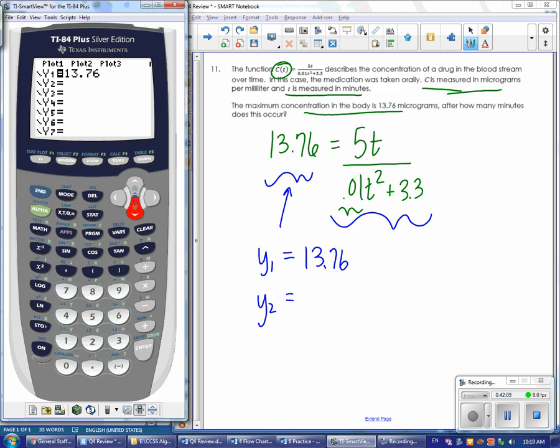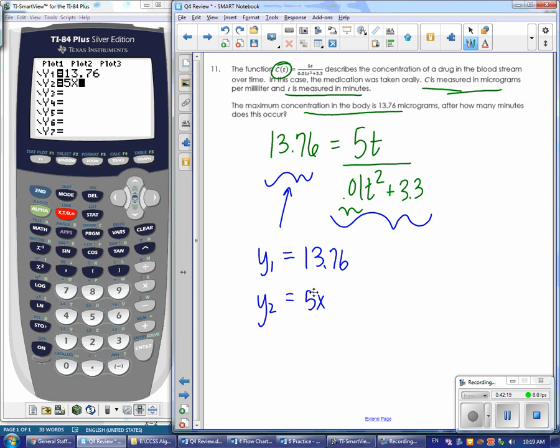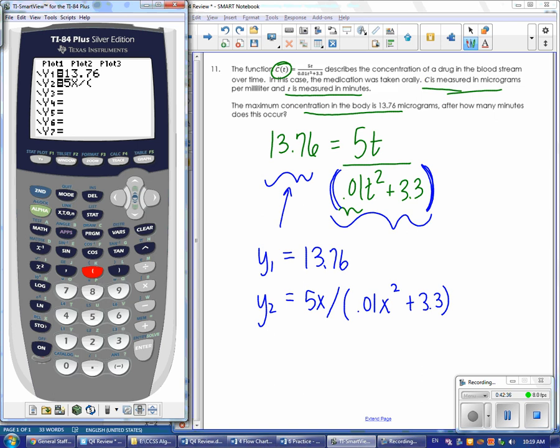And then for the second equation, I want to do my 5t. Now notice that when I use my variable button, it comes up as x. That's fine. So it's going to be 5x, and then I'm dividing by this whole quantity. And it's really important when you put this in the calculator that you put it in parentheses. So it's going to be divided by, in parentheses, 0.01 times x squared plus 3.3, and then close your parentheses. Okay, and I'm going to go ahead and graph it.